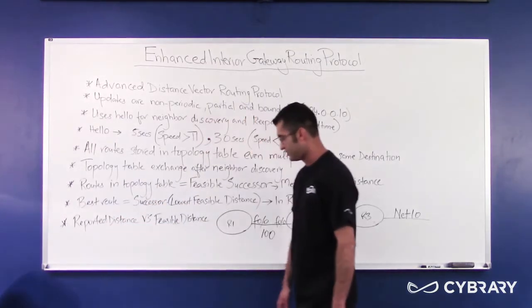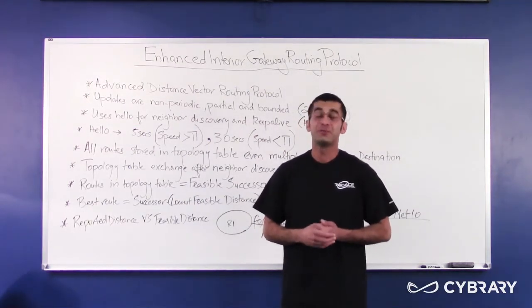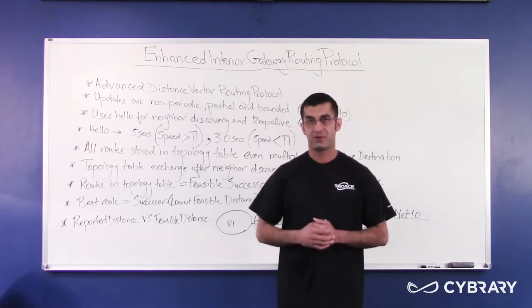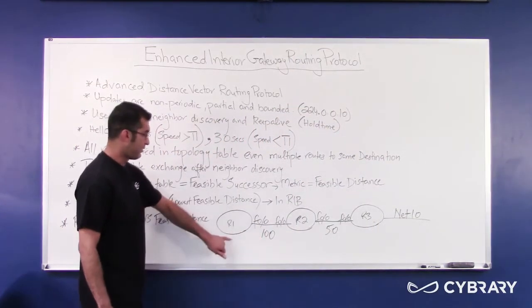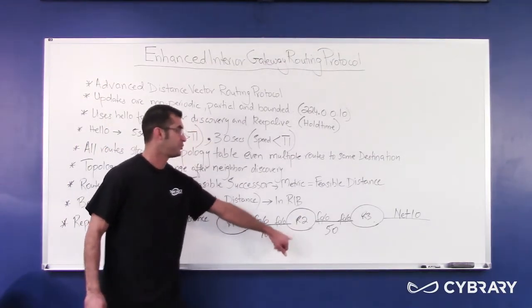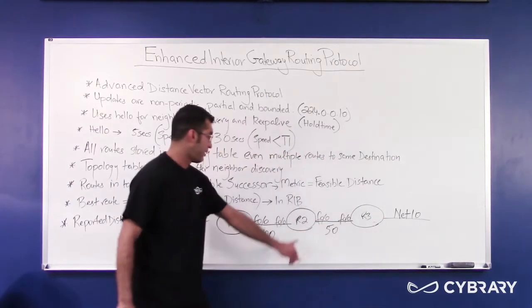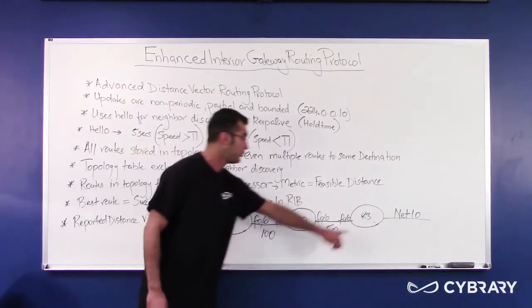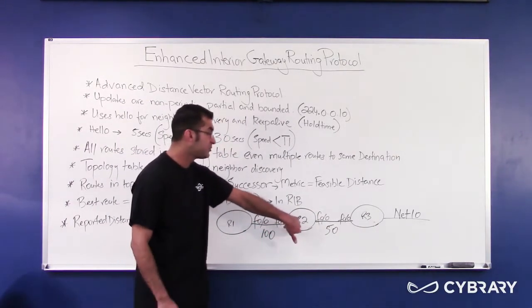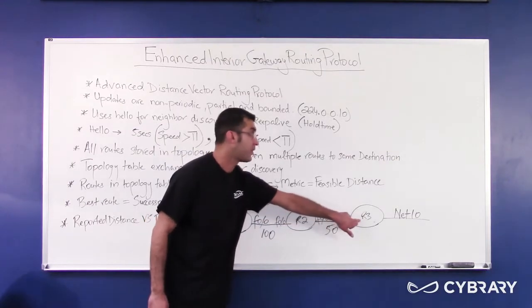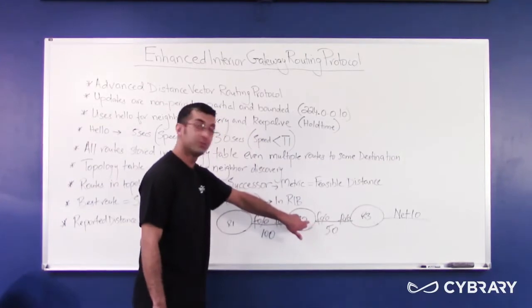Now, what is the reported distance? The reported distance is the feasible distance for your upstream router. So what does that mean? Well, let's look at this topology. Router 1 is connected to router 2, and router 2 is connected to router 3. Network 10 at the very end is available to router 2 and router 1 through router 3. So, router 2 has a feasible distance of 50 away from network 10, or from router 3. So that is router 2's feasible distance.